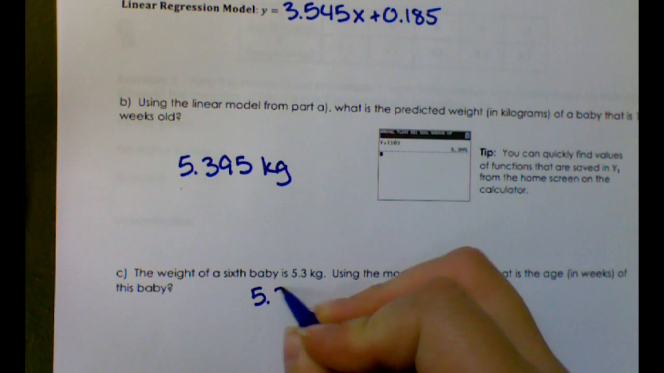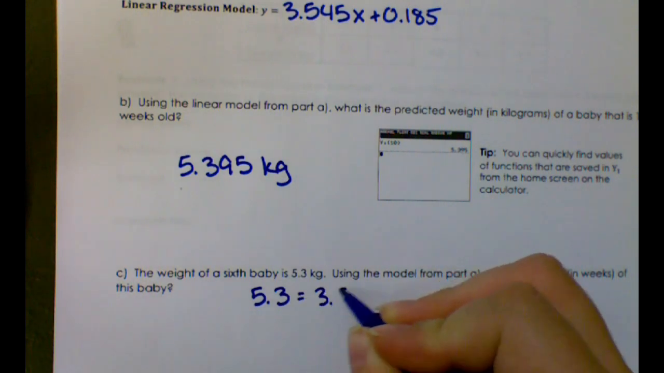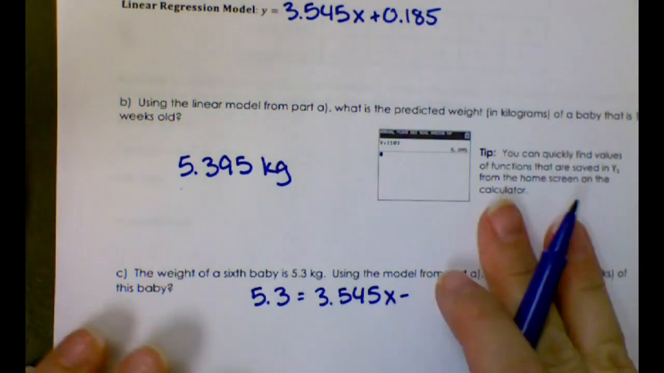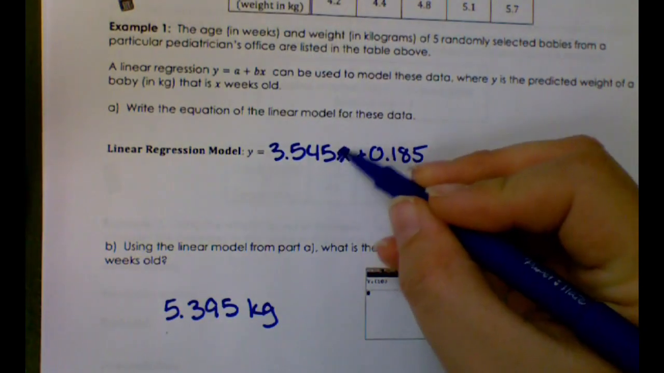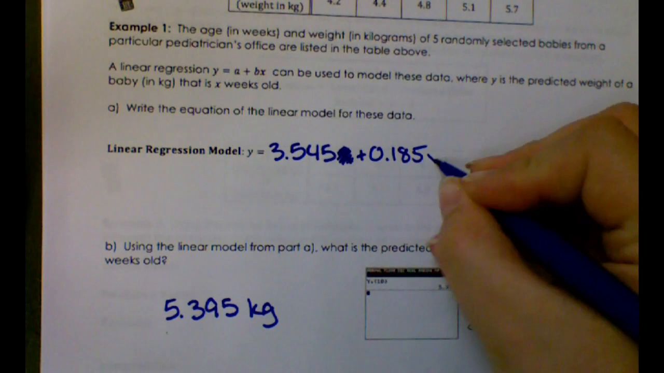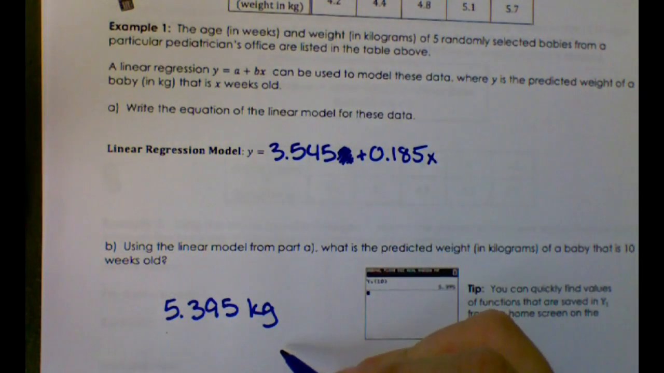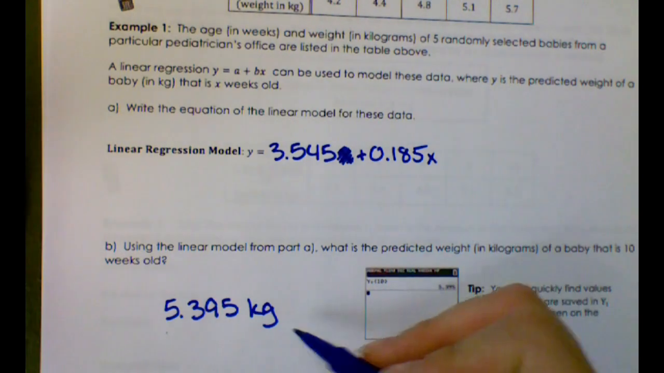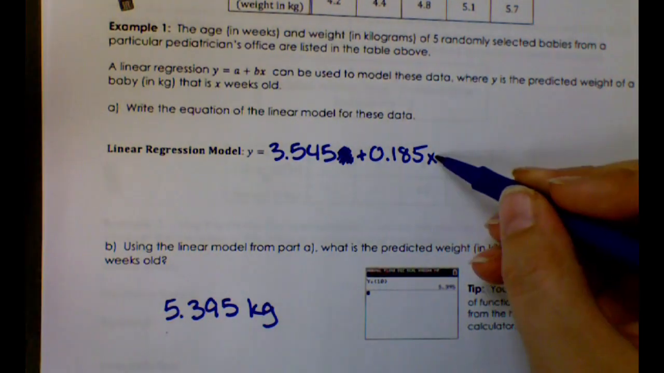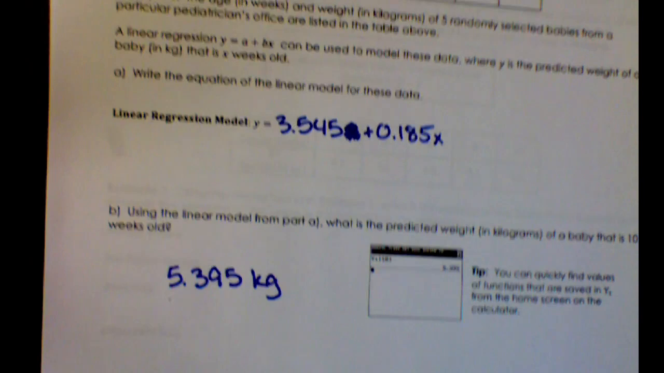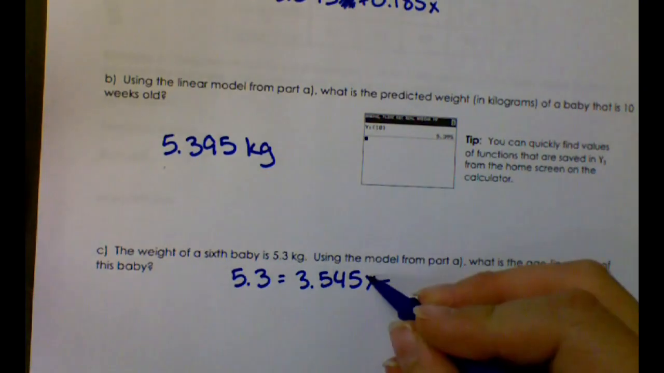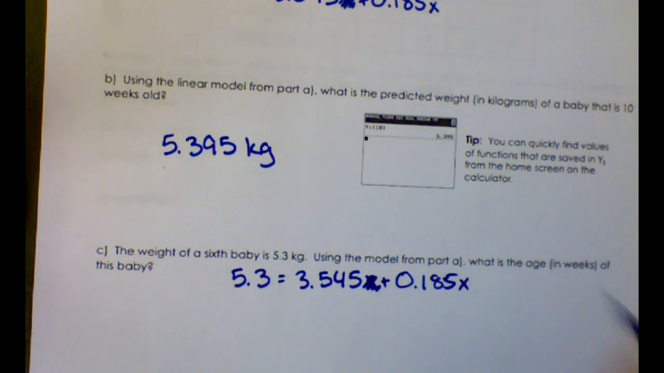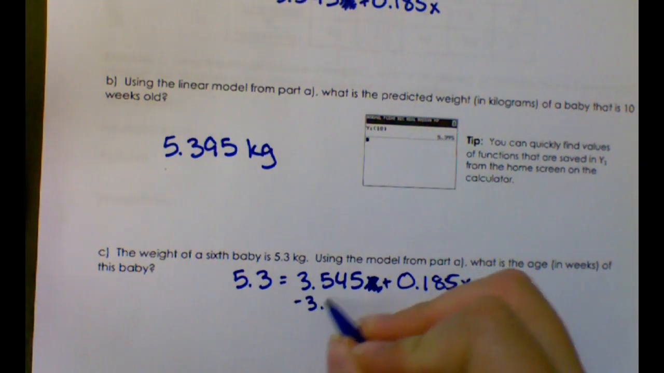So I know y is 5.3 equals 3.545x. Ooh, what did I do? I put my x in the wrong place this whole time. I apologize. My x didn't go there. My x went here. That doesn't affect my second answer, though, because I had my equation stored and I didn't have to type it in again. So my mistake actually wouldn't lose me double points. But make sure my x goes here because that's what my regression equation said. So it's not no x there. It's plus 0.185x. Now we just solve. Subtract the 3.545.